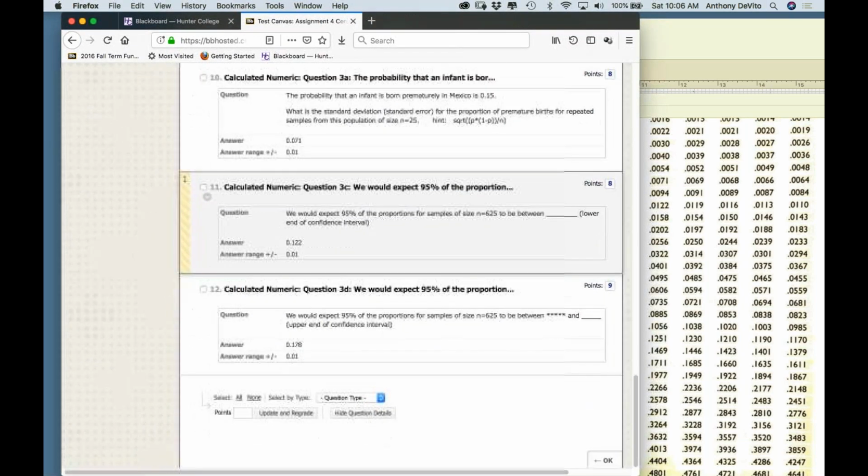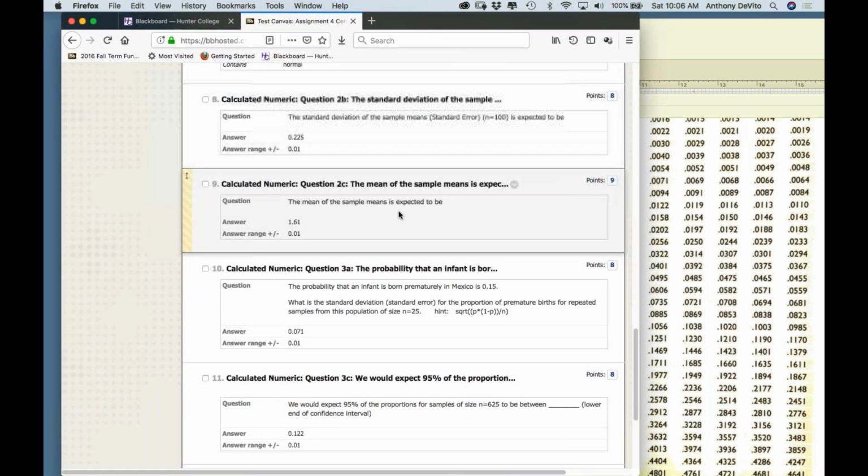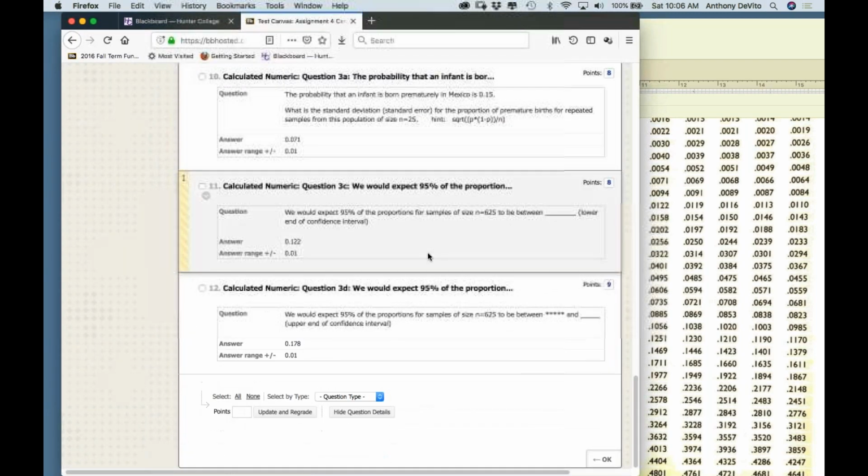Okay, and then you got into the last part of it. We didn't ask you to do a confidence interval there. So I think we got through all of those. Okay, so hopefully that helps a bit.